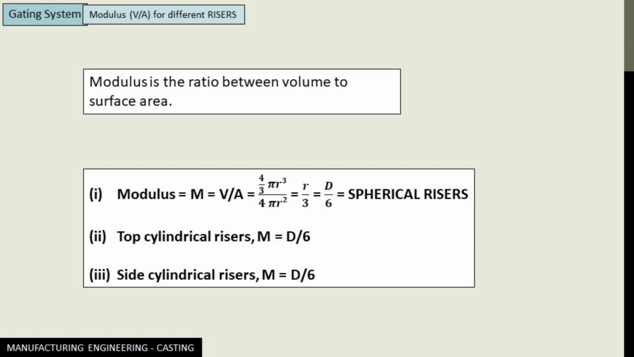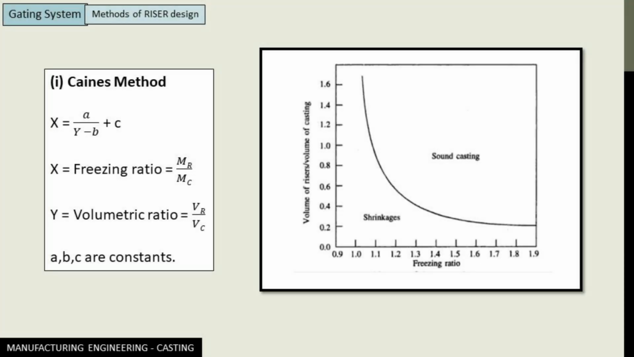Similarly, for top cylindrical risers, the modulus is given by d by 6, and the same goes for side cylindrical riser as well. It is again d by 6. Now there are 4 methods of riser design, first being the Keynes method. The formula for the same is given by x is equal to a by y minus b plus c.